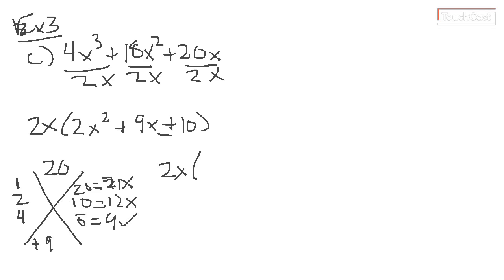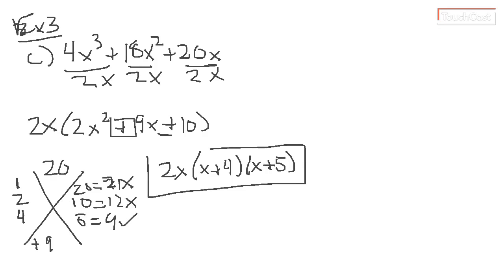Since that's a plus at the back, we're going to take the middle sign in our factors. We're going to have an x plus 4 and an x plus 5. Since there's nothing in common, we're done. We've got 2x times x plus 4 times x plus 5. And I've got one last example before I give you a table of methods for factoring polynomials.